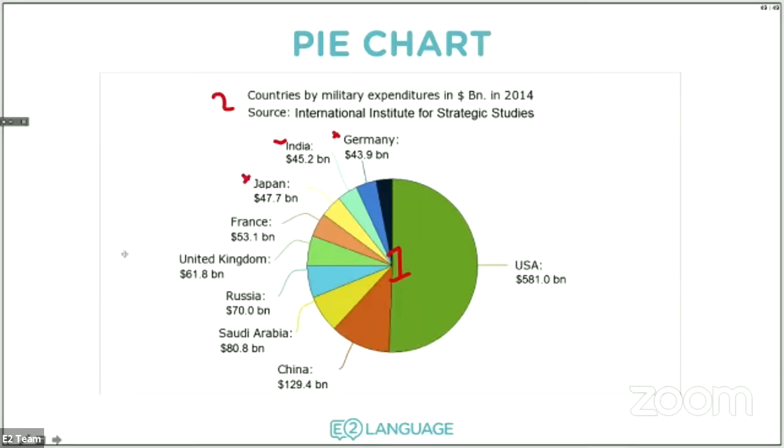USA accounts for almost half of military expenditure at almost $600 billion. The next biggest is China, followed by Saudi Arabia. The lowest is Germany and India. Okay, great. I've got my key features. Here we go.